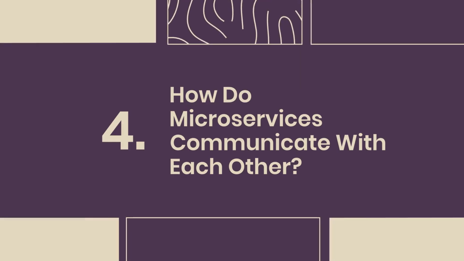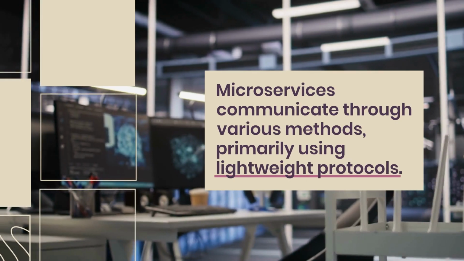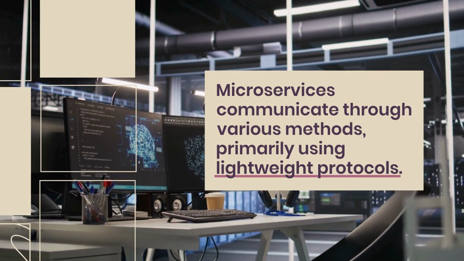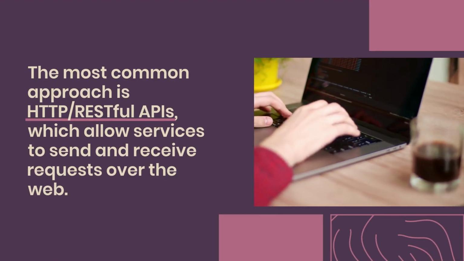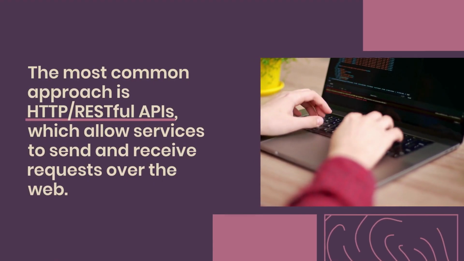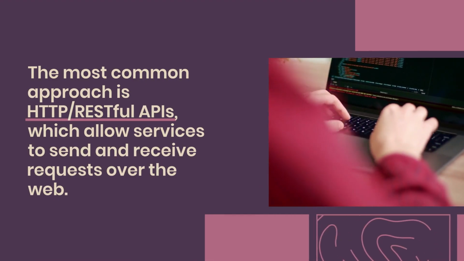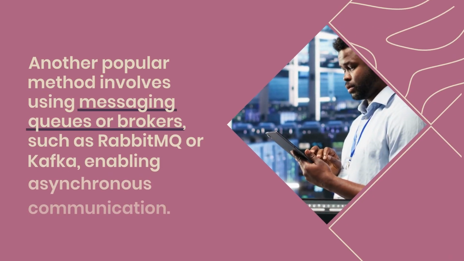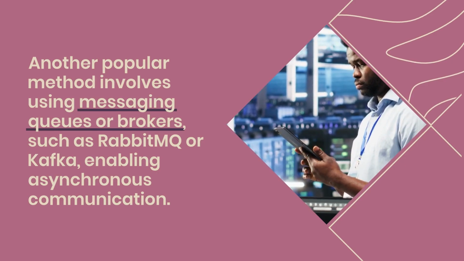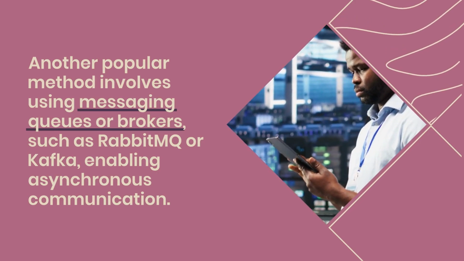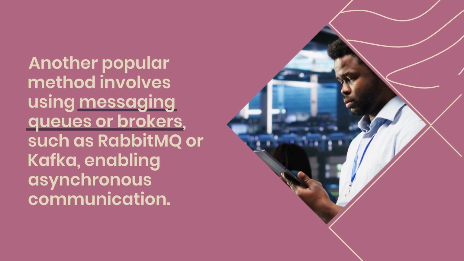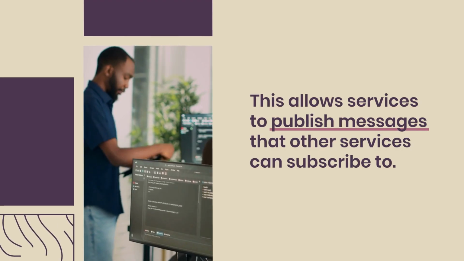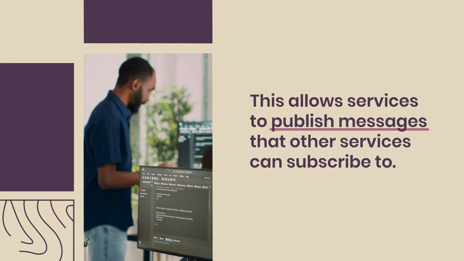4. How do microservices communicate with each other? Microservices communicate through various methods, primarily using lightweight protocols. The most common approach is HTTP RESTful APIs, which allow services to send and receive requests over the web. Another popular method involves using messaging queues or brokers, such as RabbitMQ or Kafka, enabling asynchronous communication. This allows services to publish messages that other services can subscribe to.